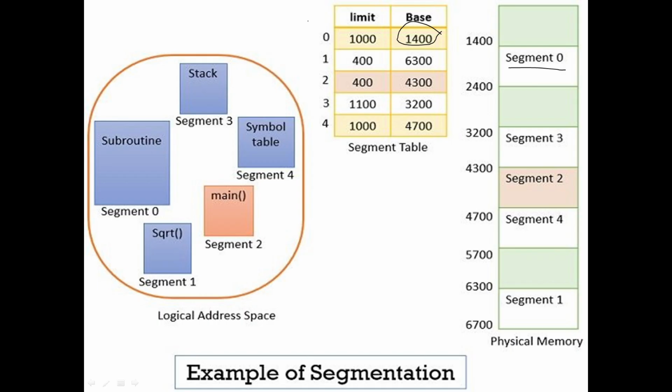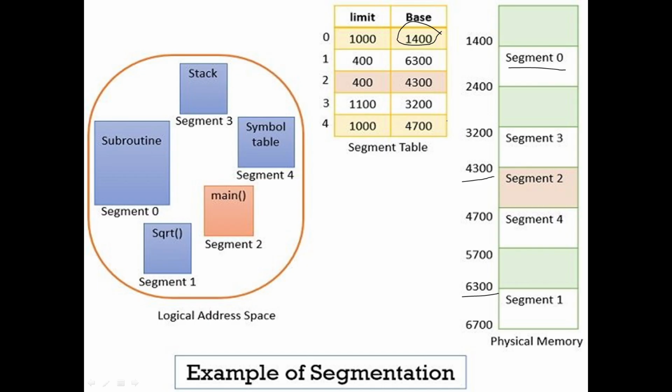Segment 1's base address is 6300, so 6300 is the base register for segment number 1, and the limit of segment number 1 is 400. So segment 1 is stored from 6300 to 6700. Similarly, segment 2's base address is 4300, and the limit is 400, so segment 2 is stored from 4300 to 4700.